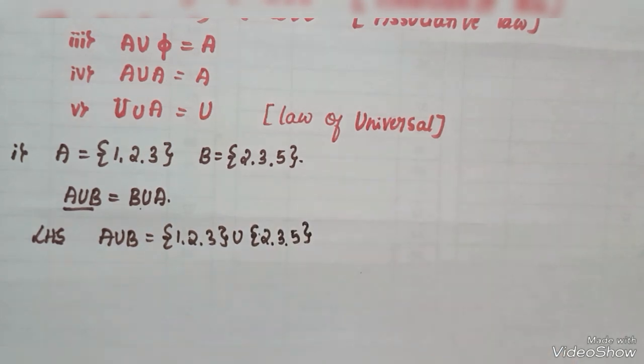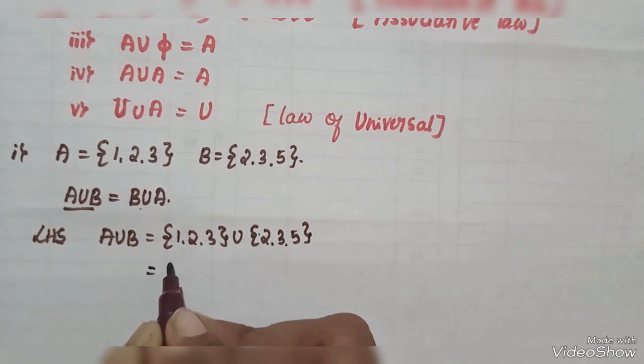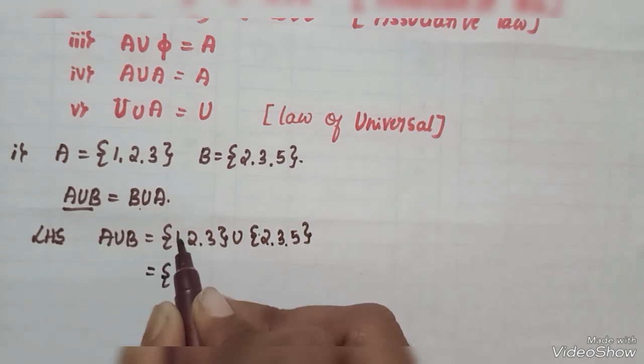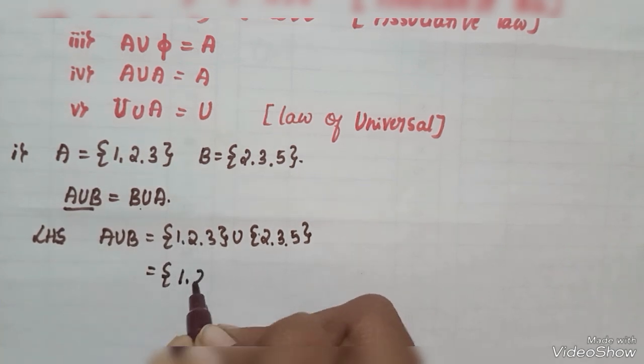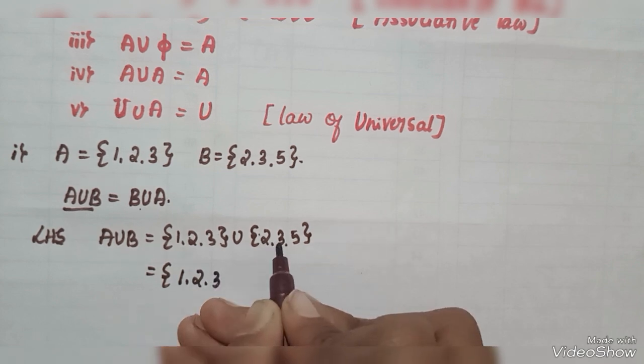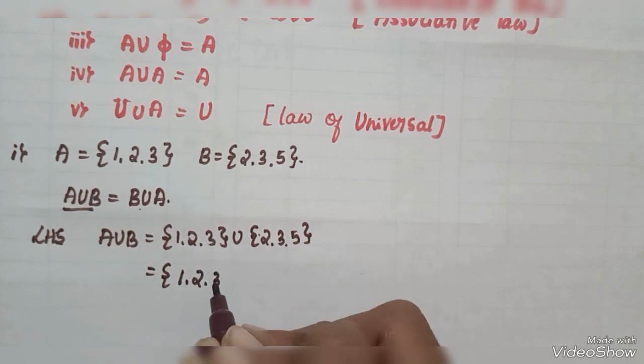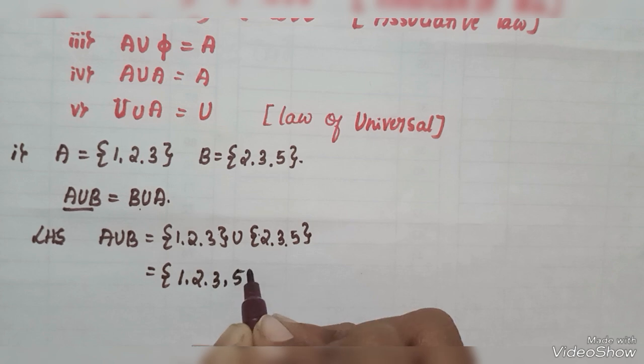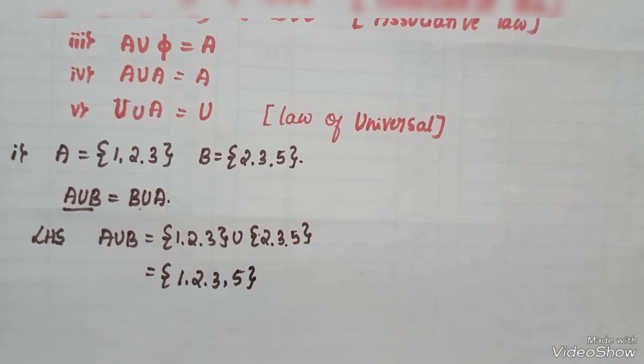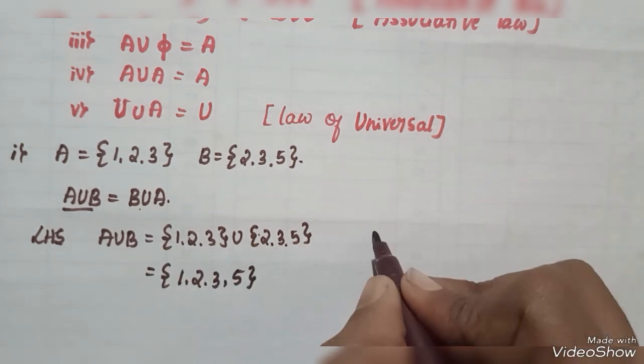Next, make the union: set A containing the elements 1, 2, 3. 2 and 3 are common elements, I have written them already. Then write 5. Okay, now I consider the RHS part.